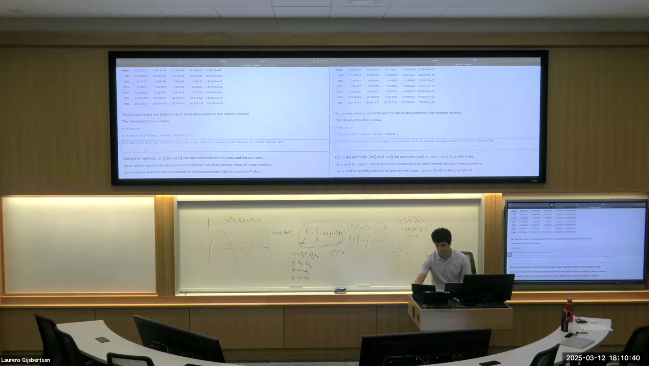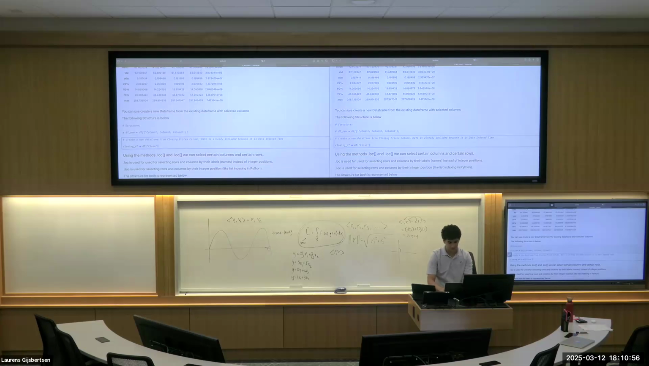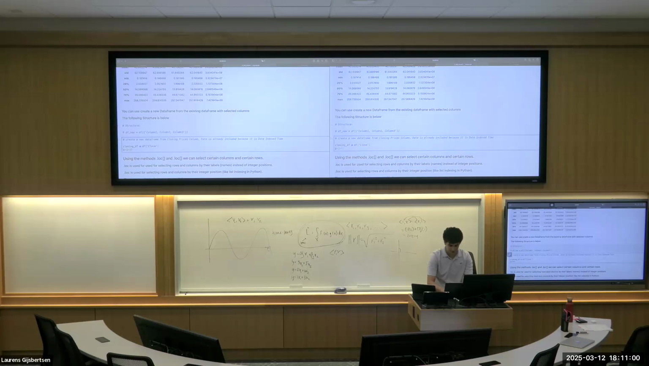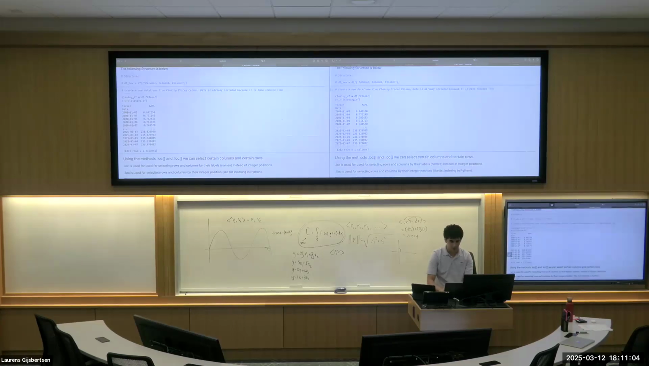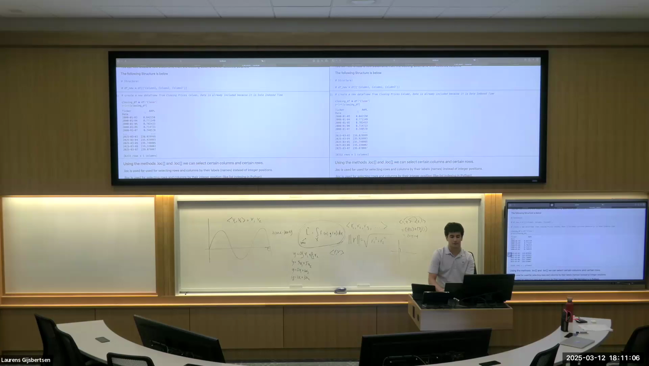Now with columns, we can create a new data frame. Let's call this one closing_df, just like a variable. Then we reference our old data frame using df and select our column. We run this closing_df, and it basically gets us only our closing prices in a new data frame.